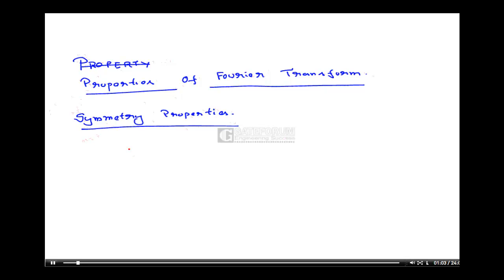Okay. Now we know the formula of Fourier transform is, okay, this is the analysis equation, and this is the synthesis equation.